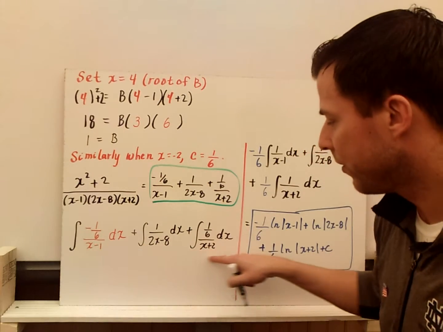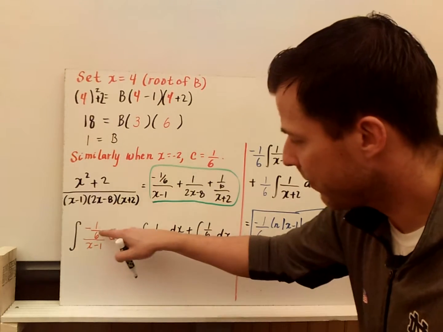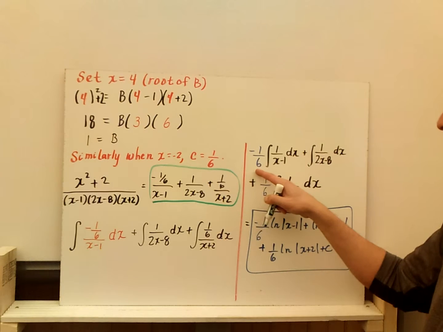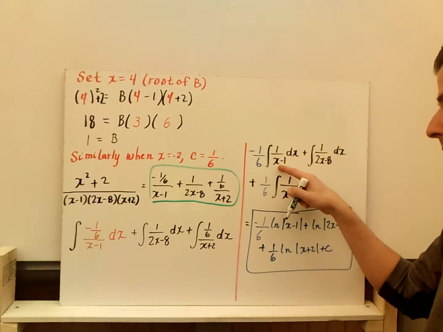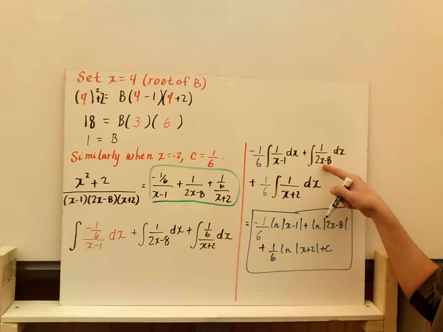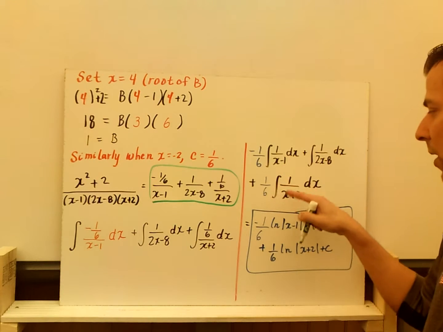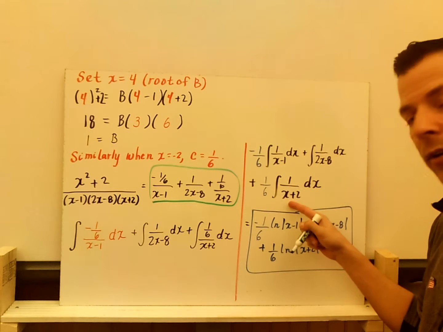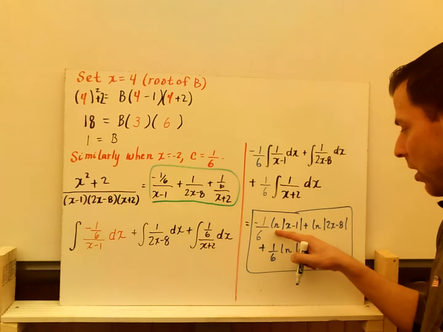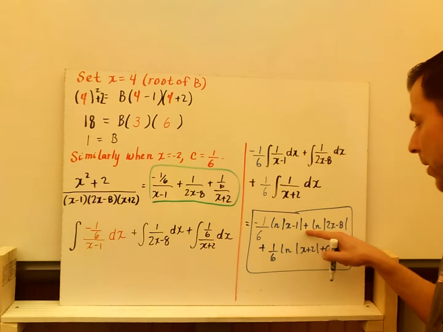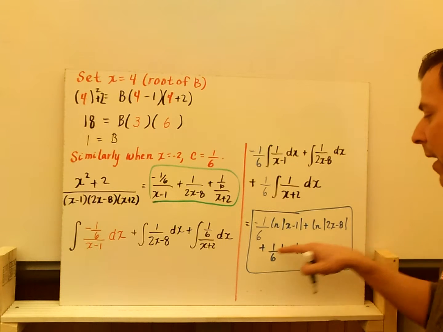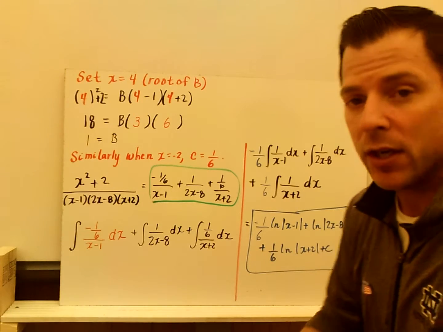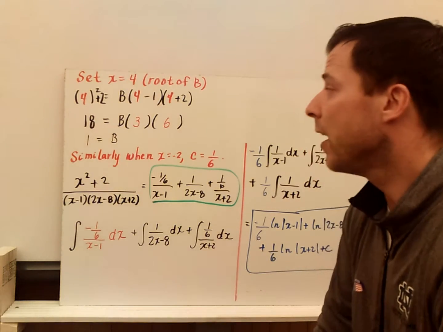So I go ahead and write that there. I'm integrating all 3 of those. Just like the previous example, in this case I pull the 1/6 and the negative 1/6 out front, which I do here. So I have negative 1/6 integrating 1 over x minus 1 dx plus 1 over 2x minus 8 dx plus 1/6 integration of 1 over x plus 2. All these would be u substitution, where your u would be the denominator. So I'm left with negative 1/6 times the natural log of the absolute value of x minus 1 plus natural log of the absolute value of 2x minus 8 plus 1/6 times the natural log of the absolute value of x plus 2, plus c.